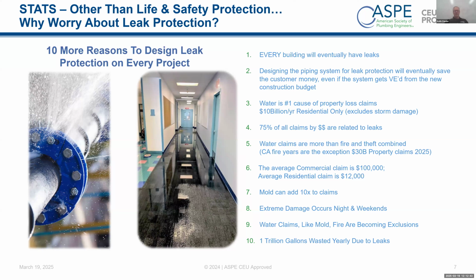But essentially, the moral of the story is if you have one claim on a commercial building, it pays for itself on that one claim. So if it happens in 6 months, it's a 6-month payback. If it happens in 18 months, 18, that sort of thing. And then mold can add about 10 times the claim.